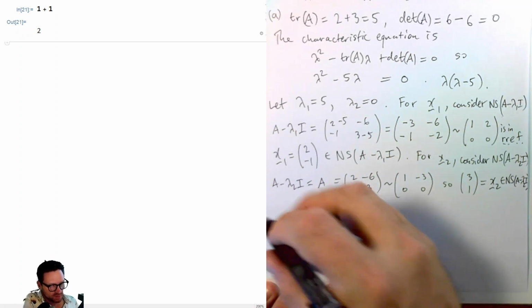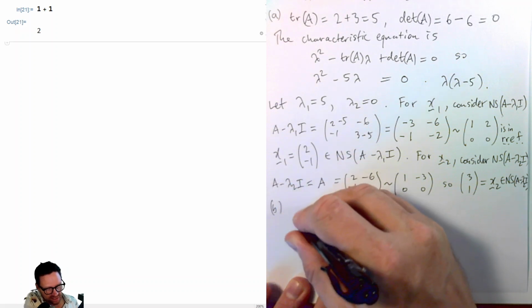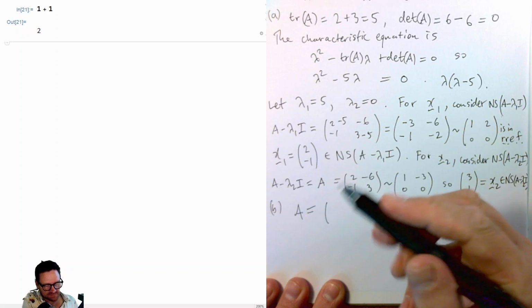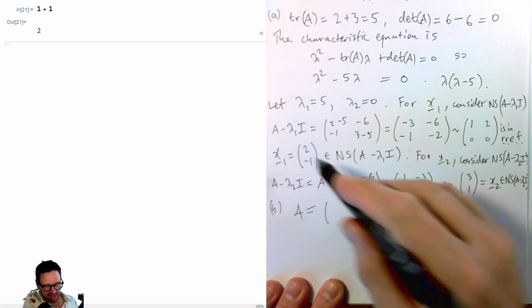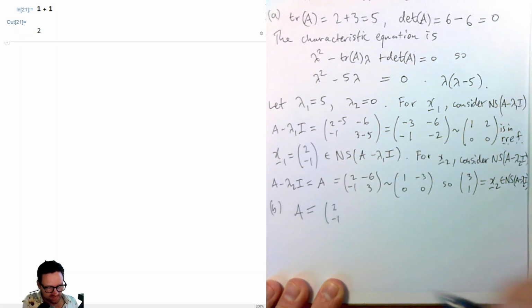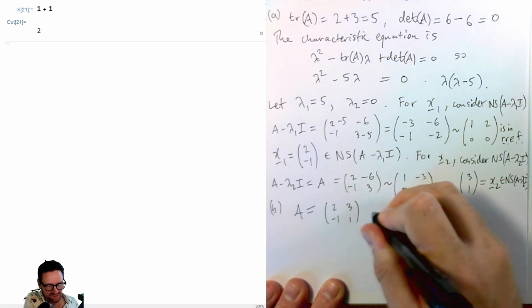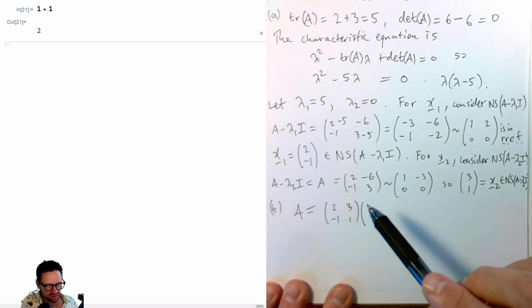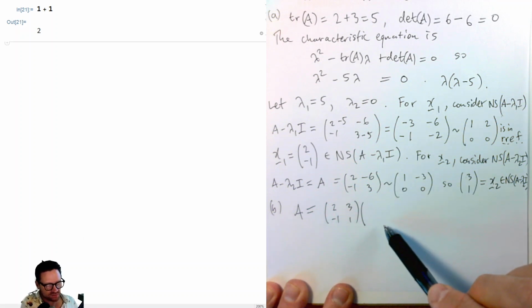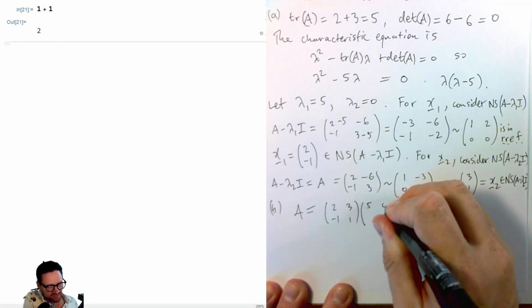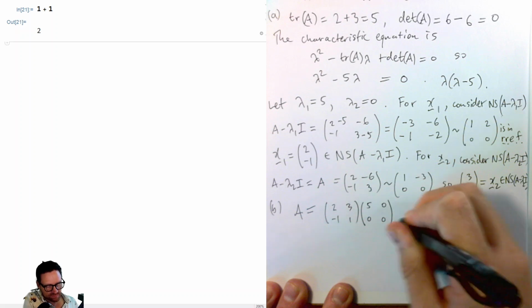So now for part B, we can diagonalize. A is equal to, now we concatenate x1 and x2 to form the matrix P. And then D is the matrix consisting of lambda 1, lambda 2 on the diagonals and 0 elsewhere. We have 5, 0, 0, 0.